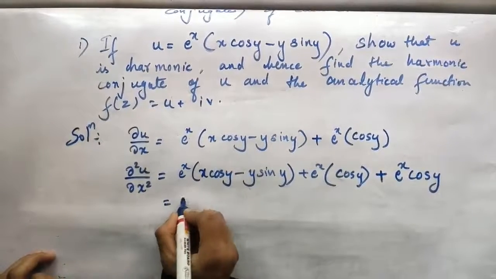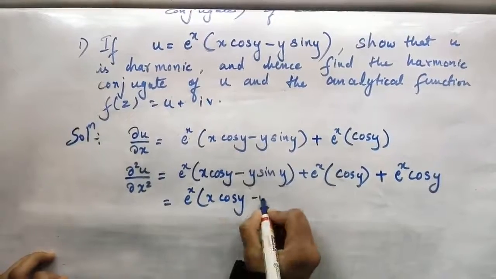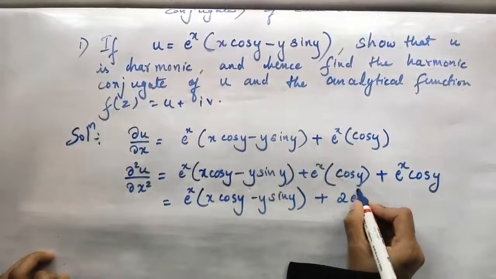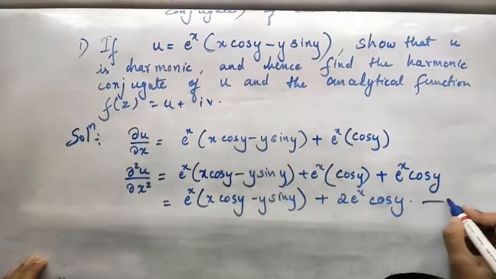Now further if you simplify, you will have e to power x, x cos y minus y sin y plus 2 times e to power x cos y. This is what you get. Okay. Call this as equation 1.